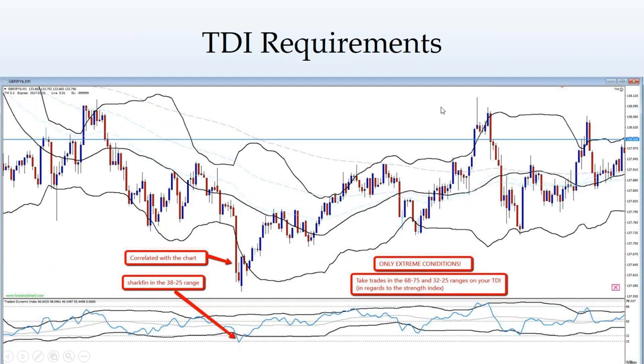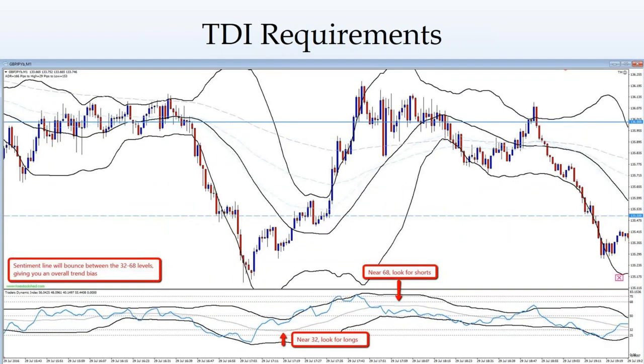All right? Crazy. All right? Now, only extreme conditions take trades in the 68 to 75, 32 to 25 ranges on your TDI in regards to the strength index. Now, these are going to present the highest probability trades. You follow me? I'm going fast, so feel free to pause, rewind, do whatever you need to do. Now TDI requirements continued.